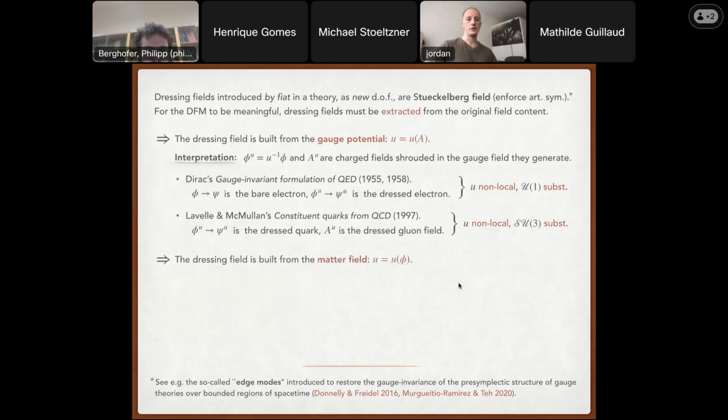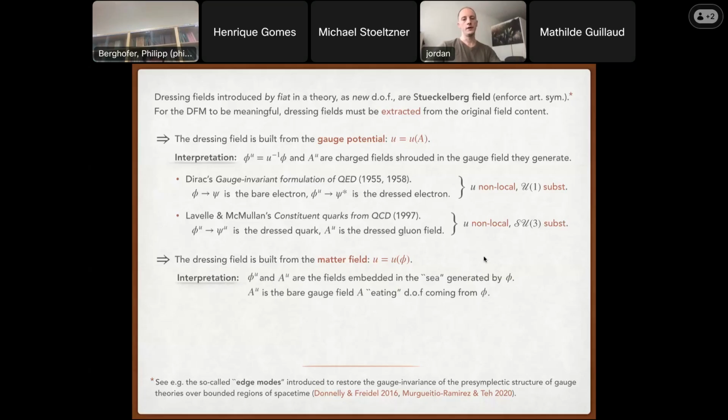Now, another possibility is if you build the dressing field from the matter field content rather. To me, everything that is not a gauge potential qualifies as matter field. So again, if you are pressed for an interpretation of this, you could say that the dressed objects are fields that are embedded in the C generated by the field phi, right? So this, of course, should remind you of something.